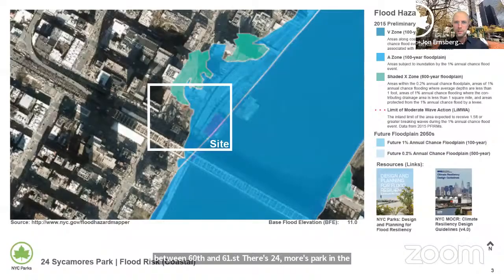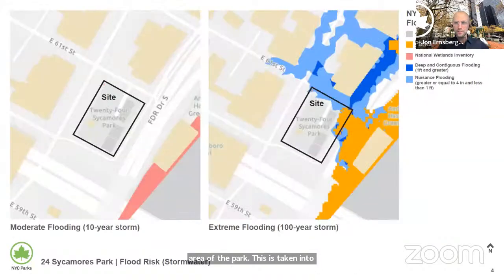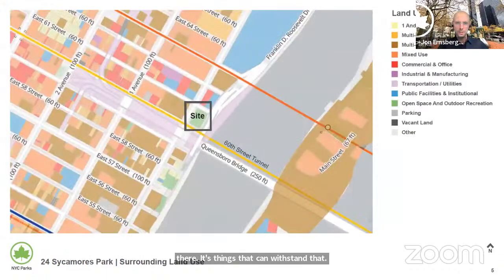We have some minor flooding issues in one area of the park. This is taken into account in the design with what type of programming will go there. It's things that can withstand that. And this is, by the way, very infrequent and unlikely, but we still account for it. So in terms of the surroundings, it's a very busy area. There's a lot of civic uses. There's multi-family uses, and there's a lot of traffic. There's an exit from the FDR.